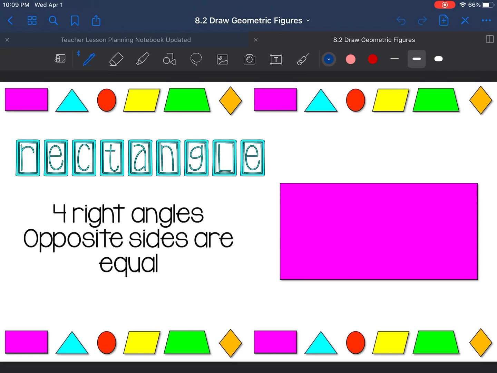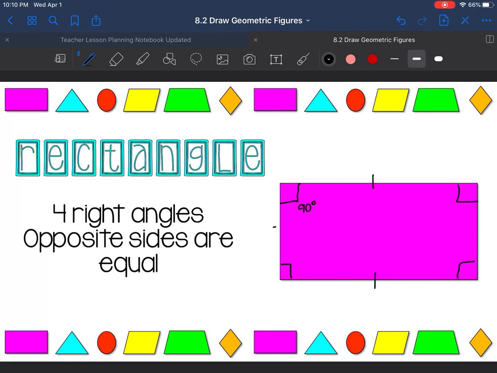Let's first start by talking about rectangles. We all like rectangles. Rectangles have, let me change my pen color so you can see, 4 right angles. What that means is these two angles come together right here and that makes 90 degrees. So it has 4 of them in all 4 corners. There is 90 degrees. Also, the opposite sides are equal. So this side would be equal to this side.